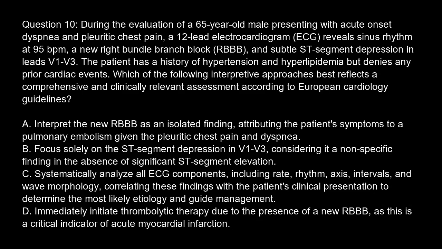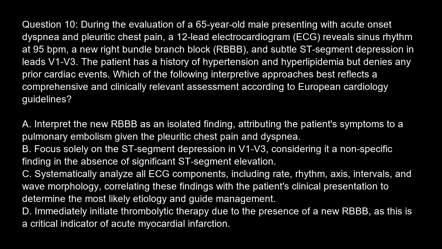Question 10. During the evaluation of a 65-year-old male presenting with acute-onset dyspnea and pleuritic chest pain, a 12-lead electrocardiogram, ECG, reveals sinus rhythm at 95 BPM, a new right bundle branch block, RBBB, and subtle ST segment depression in leads V1 to V3. The patient has a history of hypertension and hyperlipidemia, but denies any prior cardiac events. Which of the following interpretive approaches best reflects a comprehensive and clinically relevant assessment according to European cardiology guidelines?